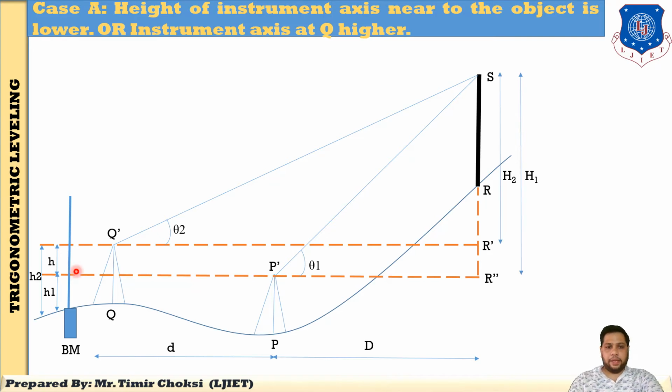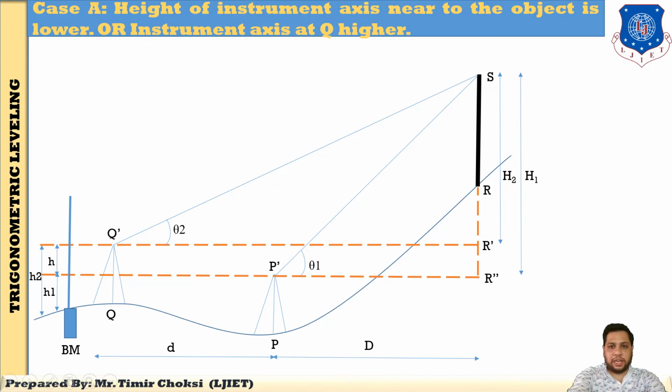You have to find the RL of S. Starting from the bottom point, take the RL of the benchmark plus small h1. You reach this line here, and then you add the value of capital H1. So you get the answer for S. You can also find it from the value of H2: RL of benchmark plus small h2 reaches this line of sight, and then you add capital H2, so you get the RL of S.